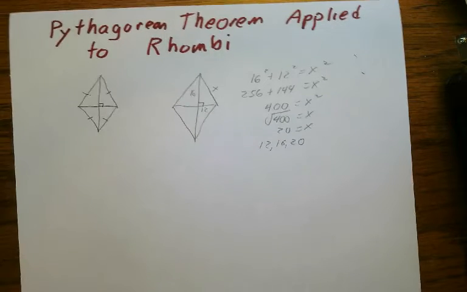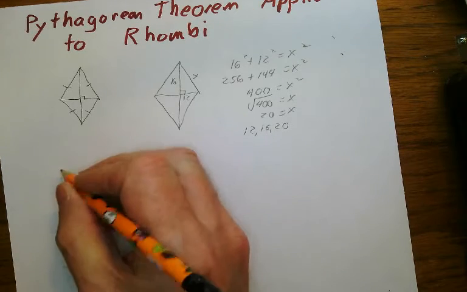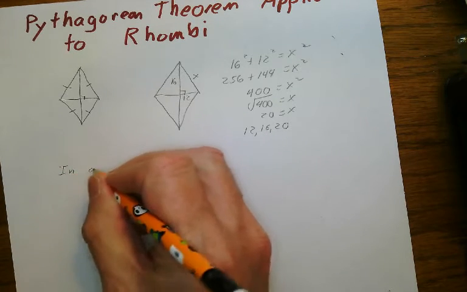Now, what happens with the rhombus is sometimes you'll be given the perimeter like you are on a square, and you have to divide by 4 to get the side. The other thing about a rhombus is that the diagonals bisect each other, which means cut in half. So if you're given the entire diagonal, you have to cut it in half before you can apply it to the Pythagorean theorem.